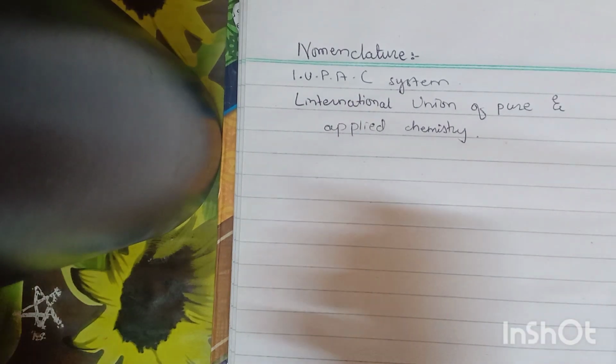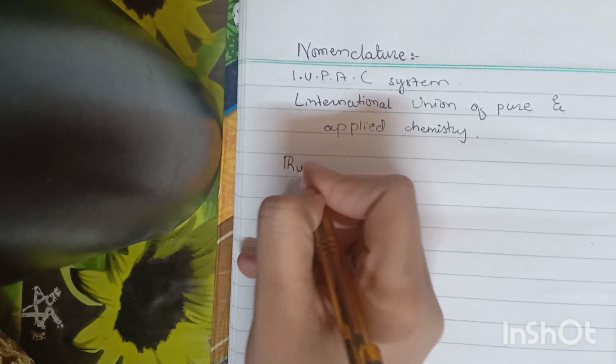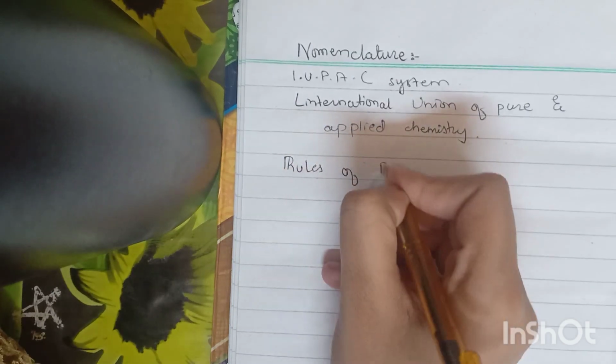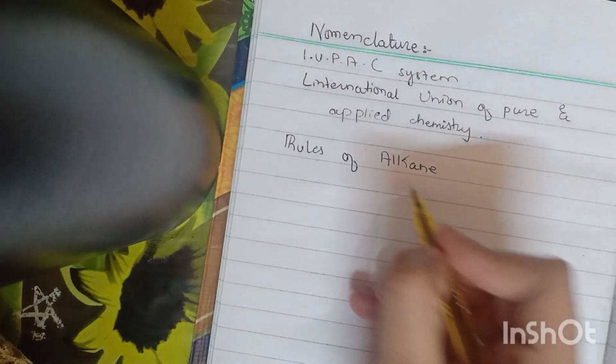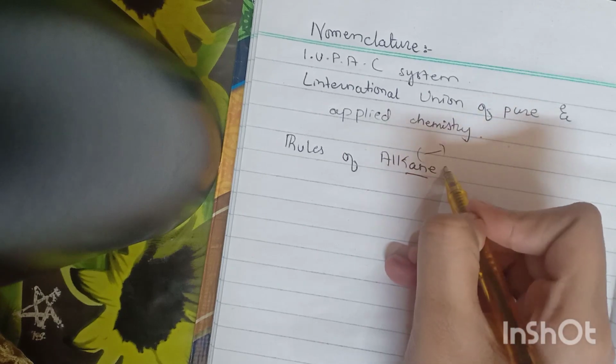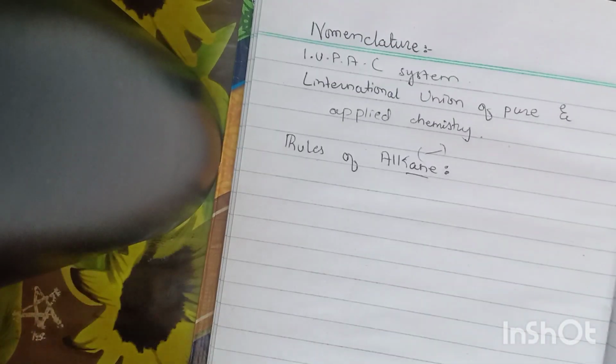So first we'll be going with the rules of alkane. I know now you guys know the difference between alkane and alkynes. A-N-E means single bond, right? So let's move to the first case.